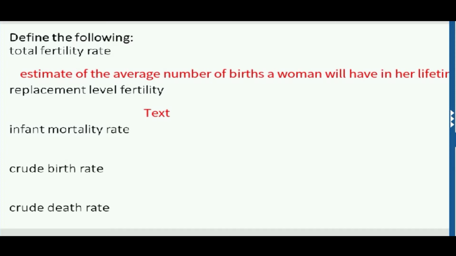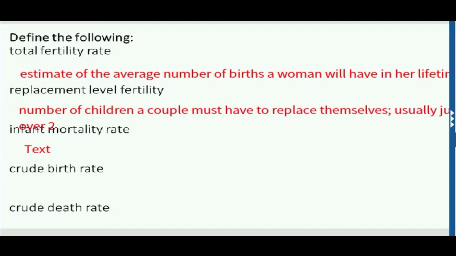The next one, let me move this over. Replacement level fertility is the number of children a couple must have to replace themselves. Which is, believe it or not, you think it would be 2, but it's actually a little over 2. Infant mortality rate: the number of infants out of 1,000 who die before their first birthday. Well, that's sad.